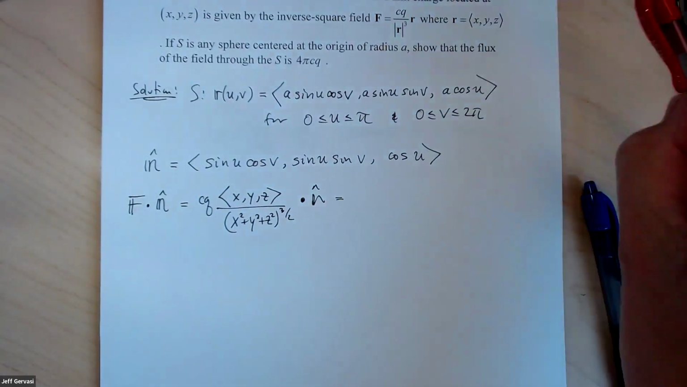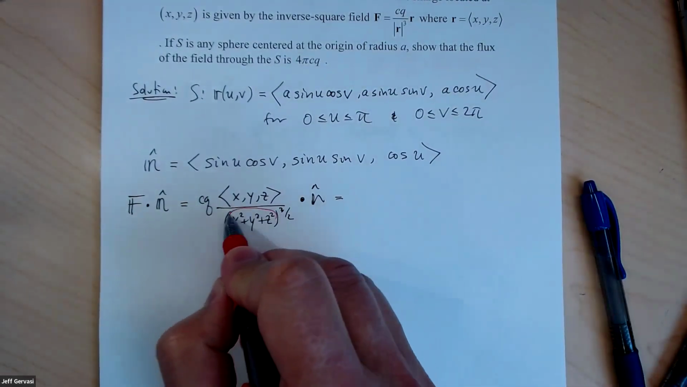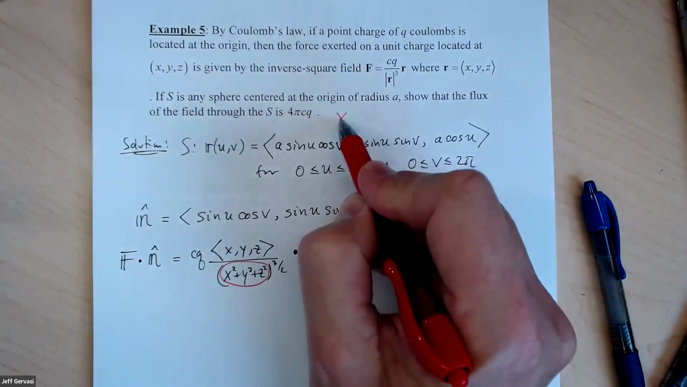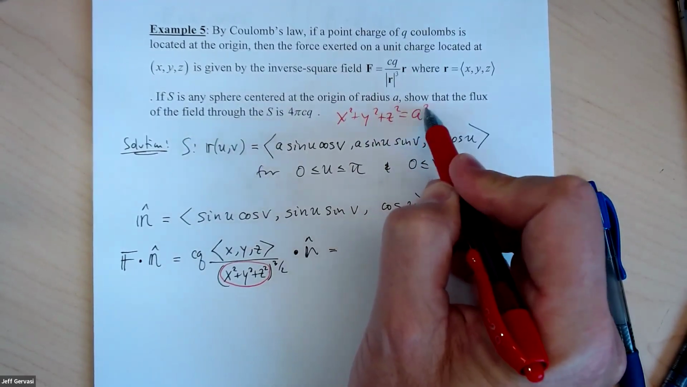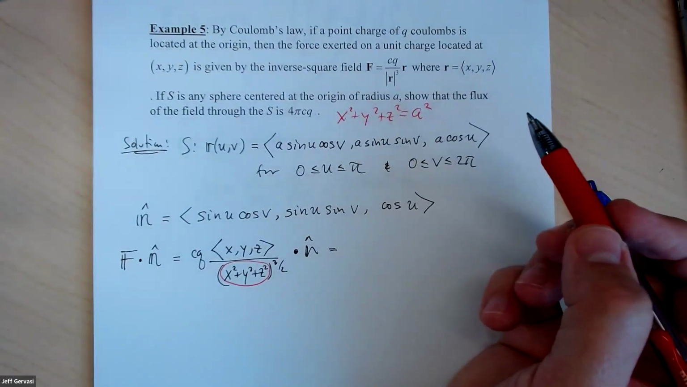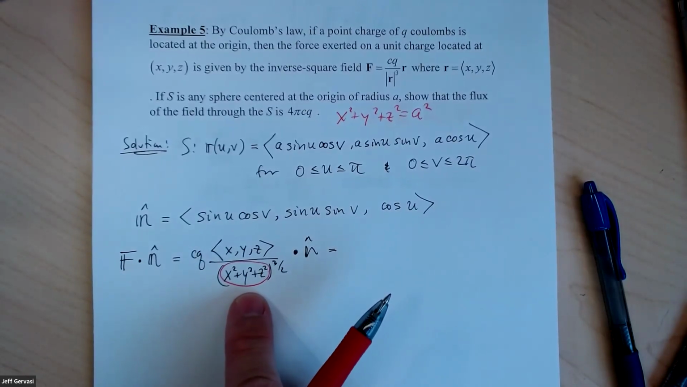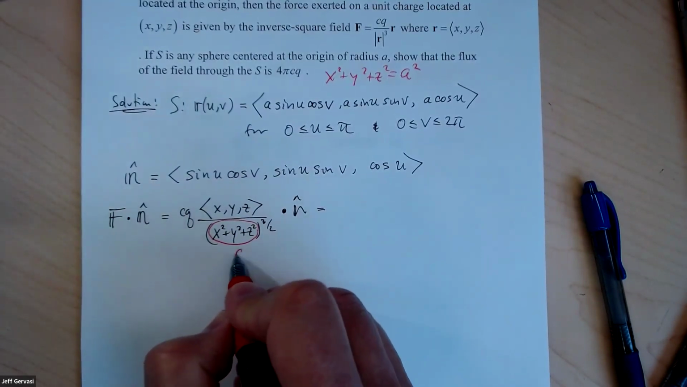But notice this, gang. We're talking about the equation of a sphere. So all of this right here, right? What's the equation of the sphere? I'll put it right here, right? X squared plus y squared plus z squared equals a squared, right? That's the equation of our surface. And so down here, I'll just simply replace that quantity with a squared. Note that it's raised to the 3/2 power.